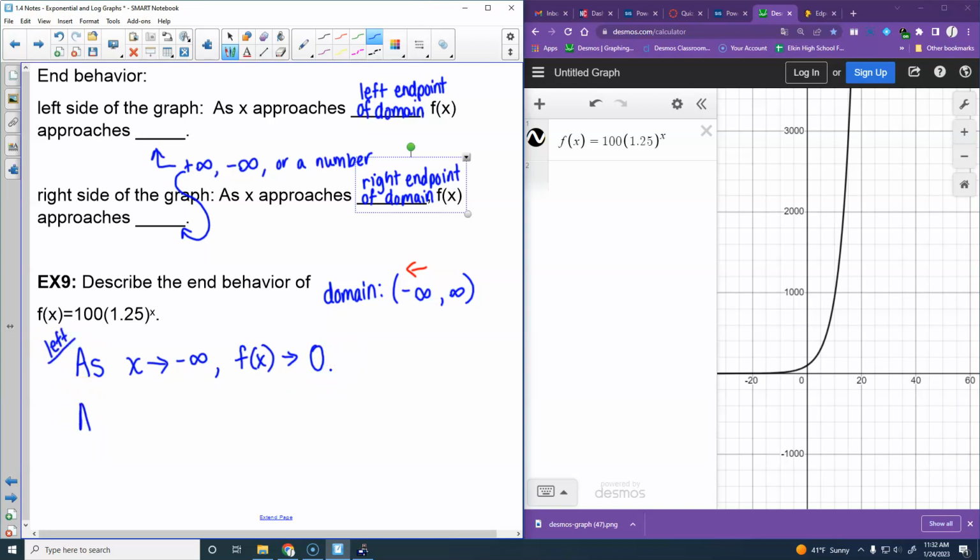And then for your right side, we would say as x approaches the right endpoint of the domain, which is positive infinity here, f of x approaches. So on the right side of this graph, as I go to the right, what's happening to my y values? They're going up, up, up forever. That's going to be positive infinity. And that is the right side of the graph.